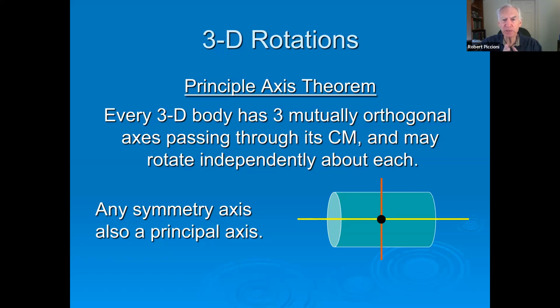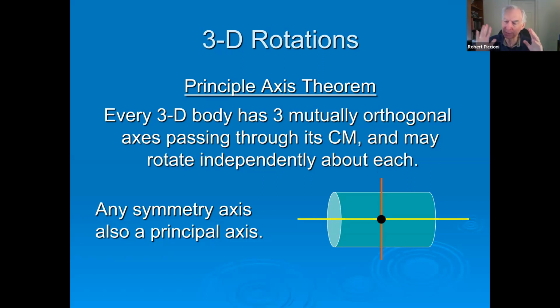There is in three-dimensional rotation something important called the principal axis theorem. And that is that any body that you can imagine has three rotational axes that are all mutually perpendicular to one another. They're mutually orthogonal. And the three axes all run through the object's center of mass. So they are the yellow axis, the red axis, and the black axis, which is pointing in and out of the screen. And if you spin the object around any one of the principal axes, it won't wobble.